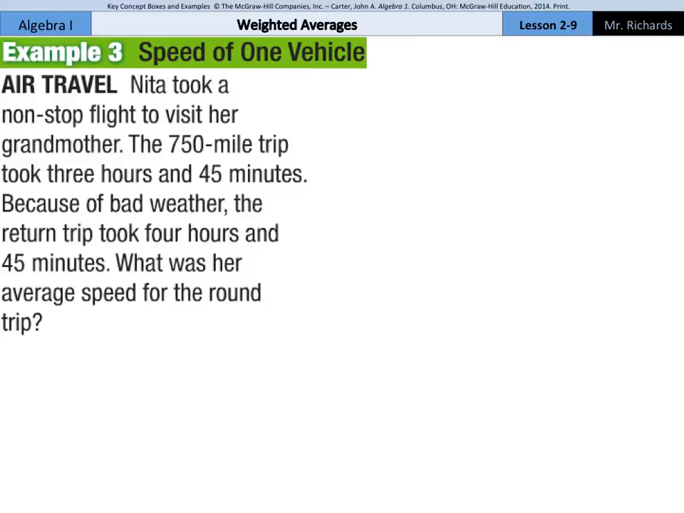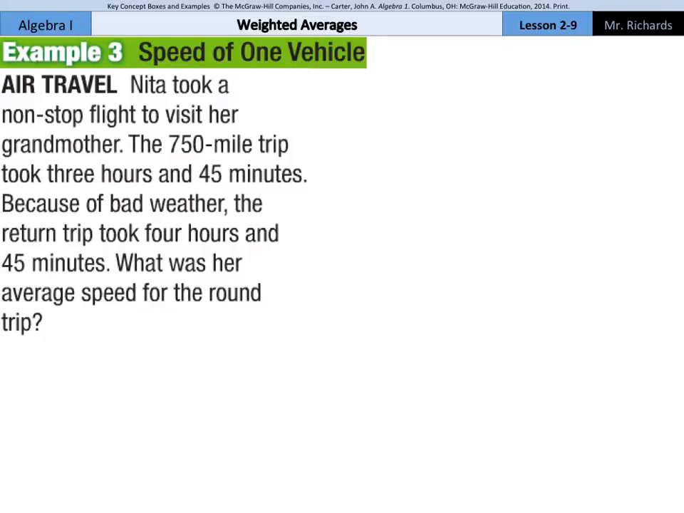Example 3 deals with the speed of one vehicle. Nita took a nonstop flight to visit her grandmother. The 750-mile trip took 3 hours and 45 minutes. Because of bad weather, the return trip took 4 hours and 45 minutes. What was her average speed for the round trip?